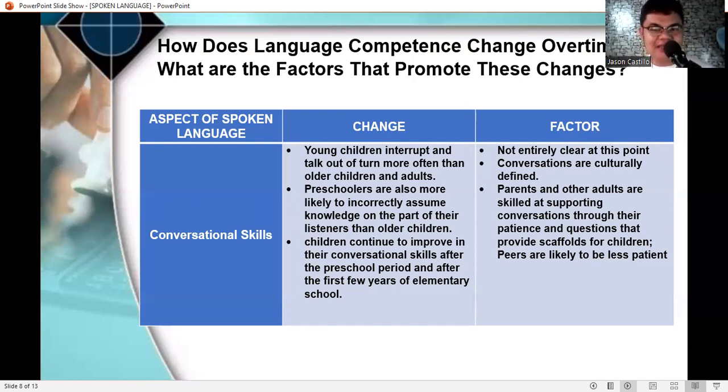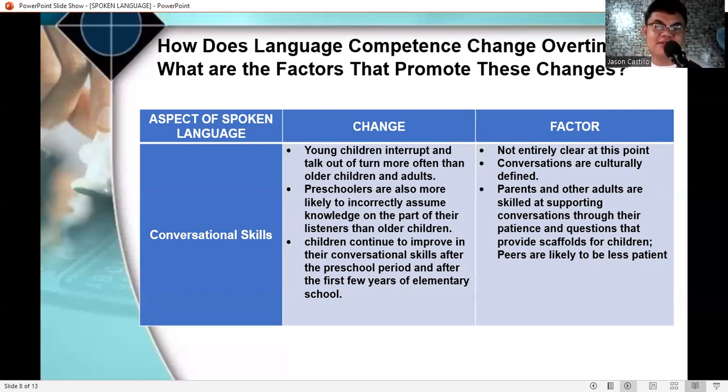Next one is children continue to improve their conversational skills after the preschool period and after the first few years of elementary school. So I think one of the factors why there is a separation anxiety during the first day of the class is because they are not yet confident talking and conversing with their students. But of course, according to this theory, according to this paper, it can still improve.